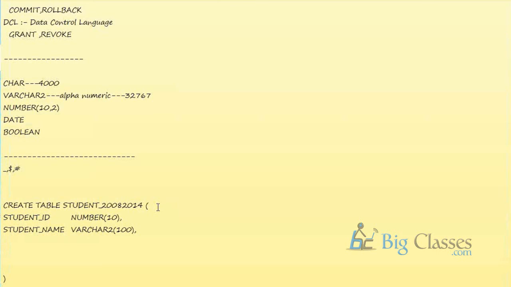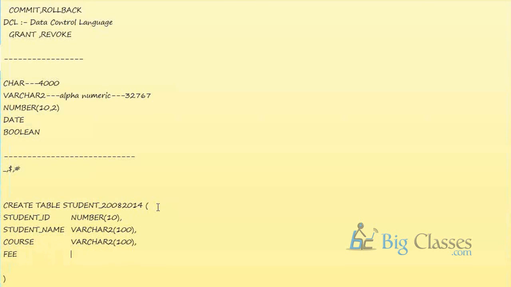And similarly, let's say the course which the student has joined. So course, if you define, even this you just have as varchar2 of 100. And let's say you have the fee, which you call as fee.